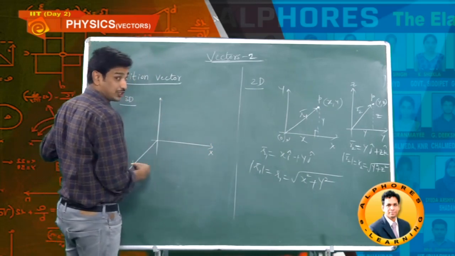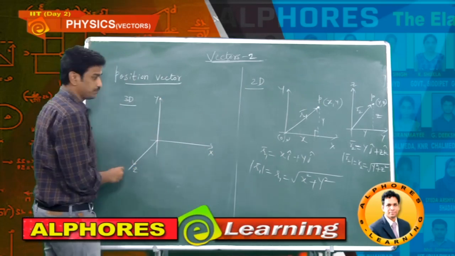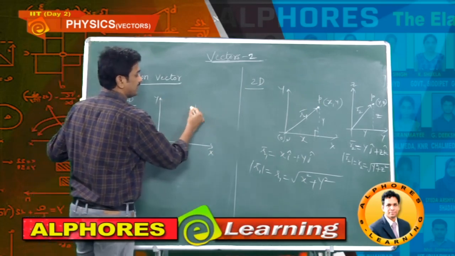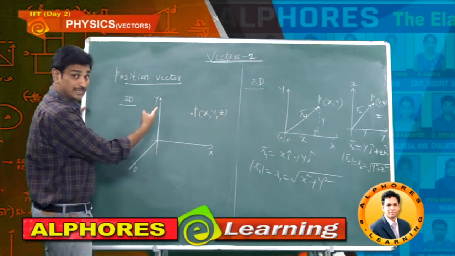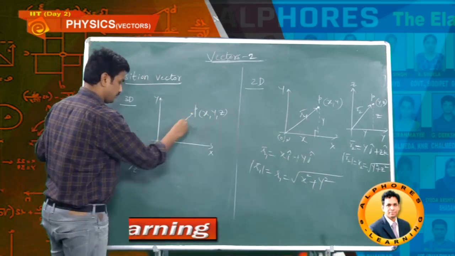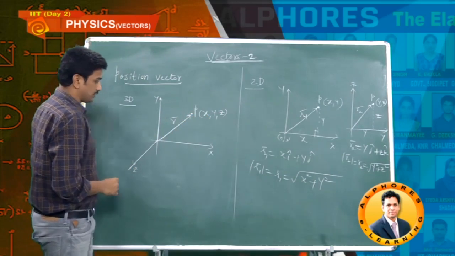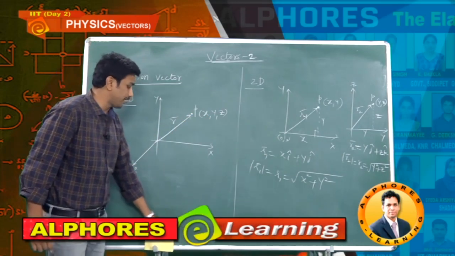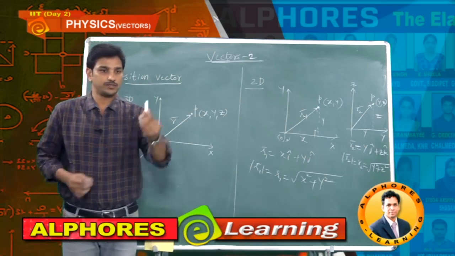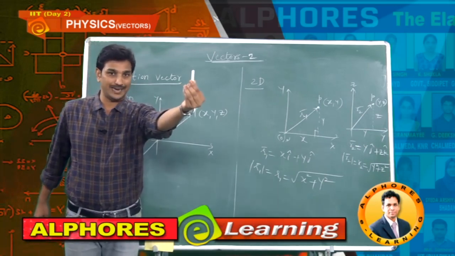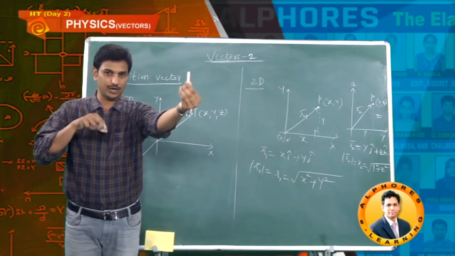Now x direction, y direction, z direction. Particle at x comma y comma z. Yesterday we discussed this point also. R bar. See, what's the meaning of position vector of this point here? Suppose this is the chalk piece, somewhere it is in air, in space. Let this point be the origin.